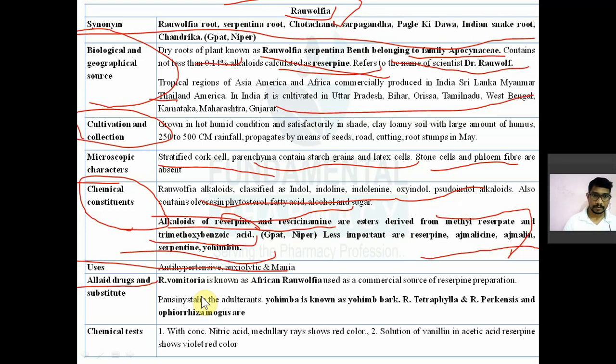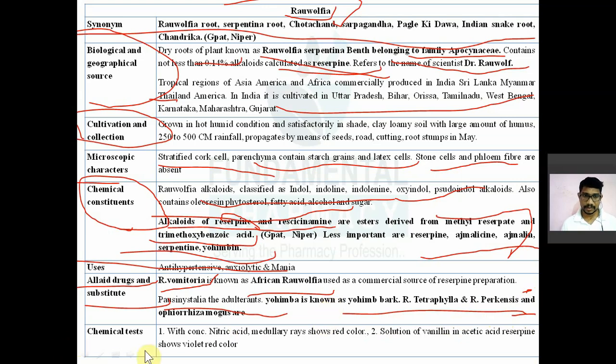Okay. Now allied drugs. Which are the other substitute drugs? The first one is Rauwolfia vomitoria. It is also known as African Rauwolfia, and it is a commercial source for preparation of reserpine. Pauvinystalia yohimbe is known as yohimbark; that is the adulterant. Then Rauwolfia tetraphylla is an adulterant. Rauwolfia perkins, a variety of Rauwolfia, is also used as an adulterant. The alkaloid quantity in them will be low.